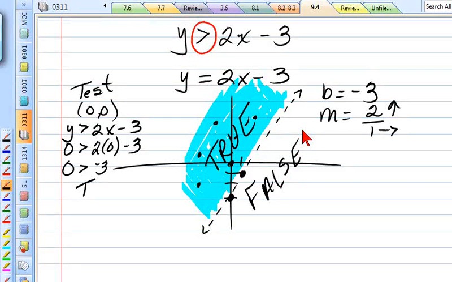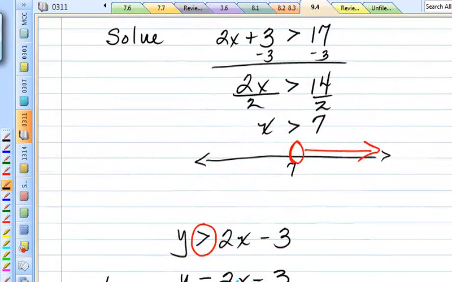But how did I decide which side to shade? If it said greater than, I shaded above. If it had said less than, I would have shaded below. And it's that easy, and it always works. So, with inequalities with two variables, we deal in a two-dimensional setting, and we have shaded regions, unlike inequalities in only one variable, where we only have one dimension, and we have a side that's shaded, a ray.